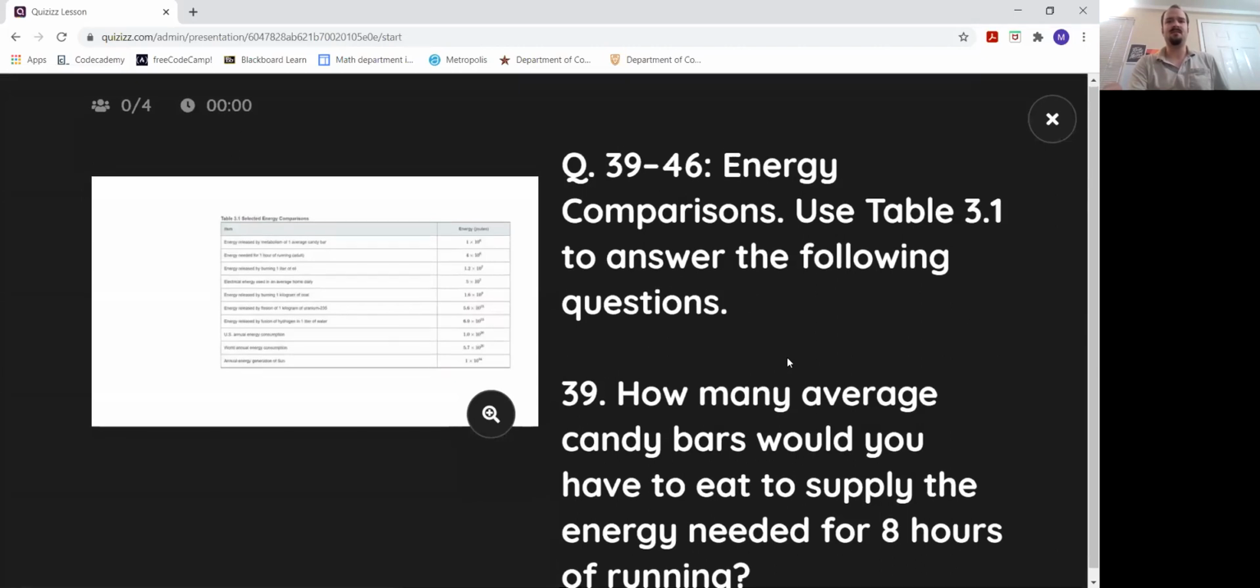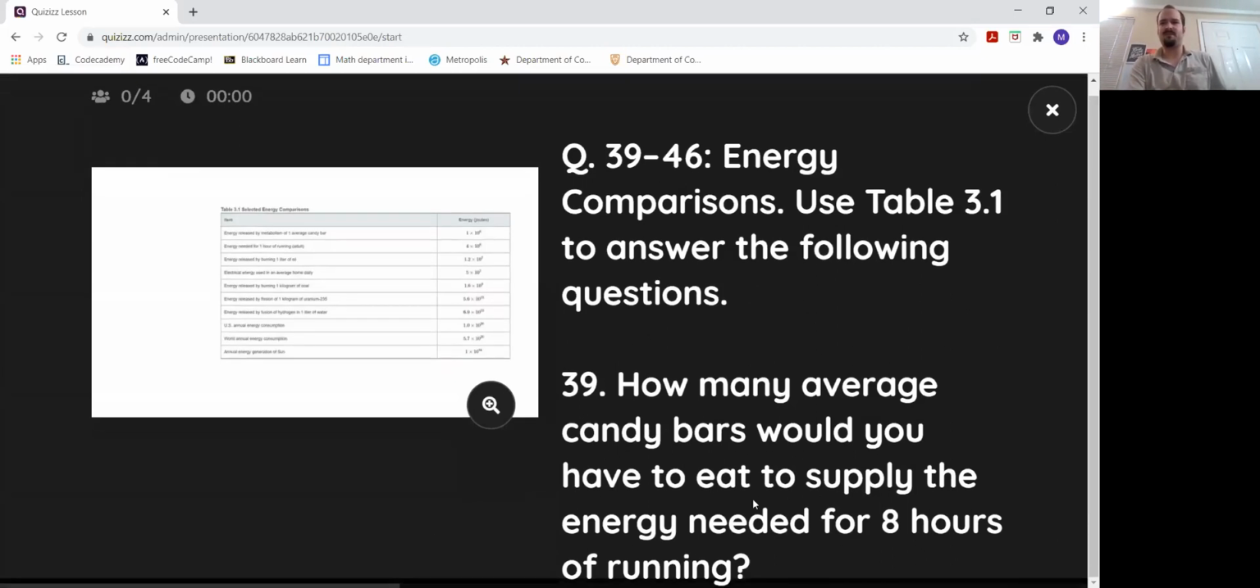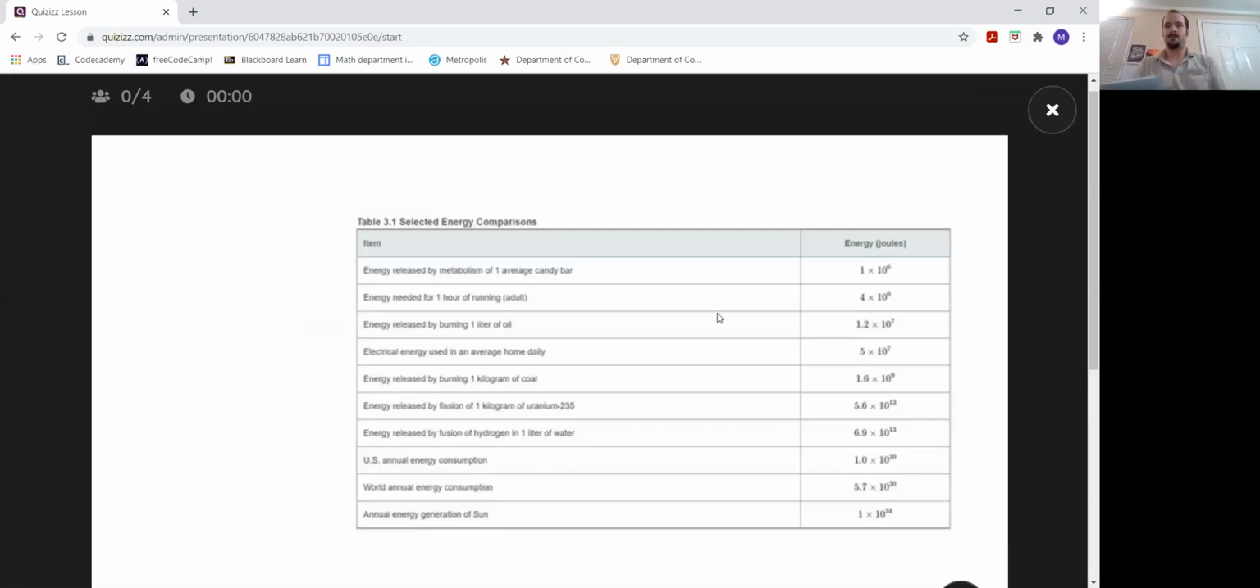And I think that's what I did. I figured out how many candy bars per hour of running using this table. And then I figured it out for 8 hours of running. One candy bar is 1 times 10 to the 6. I know that's a little bit blurry on this, maybe. And these are all measured in joules.